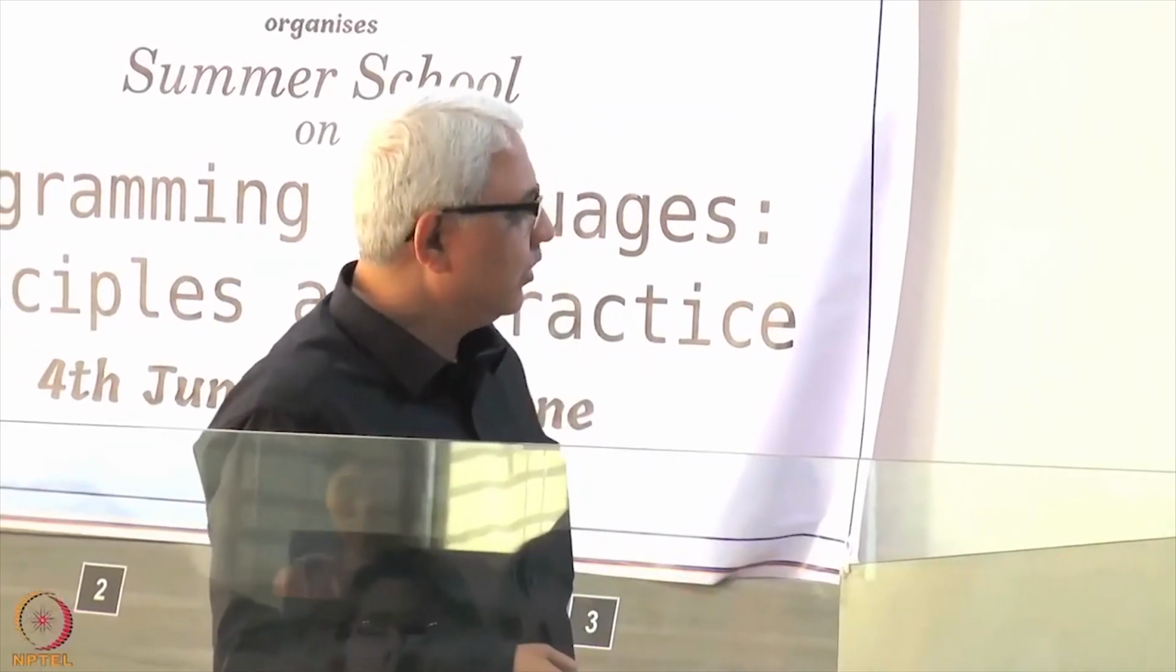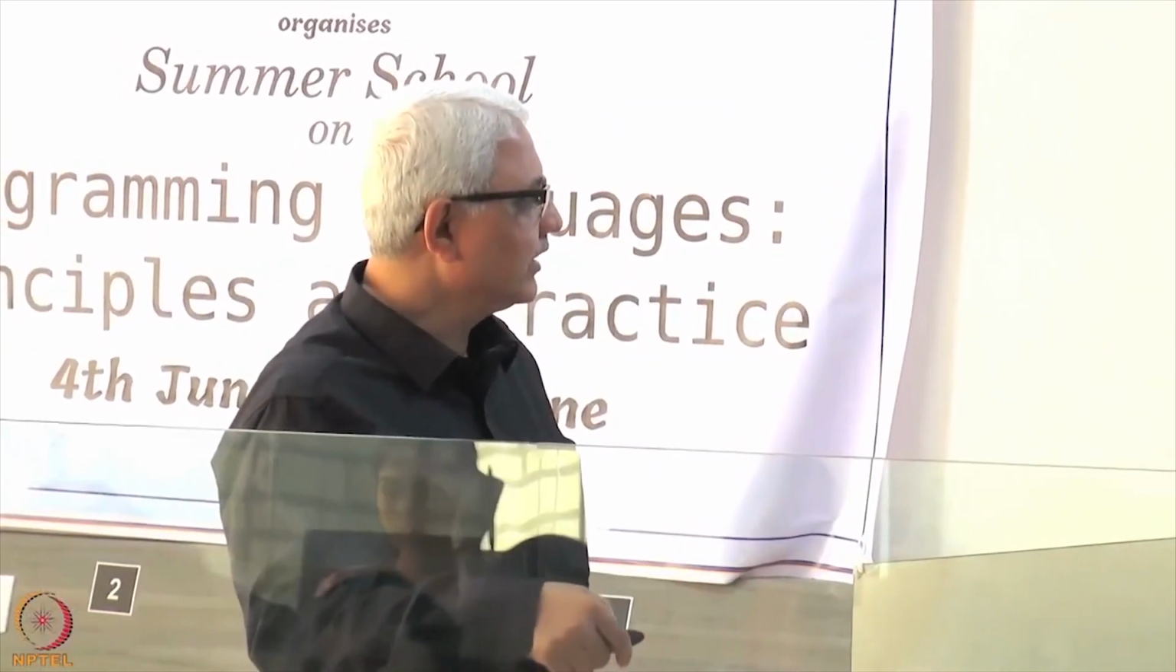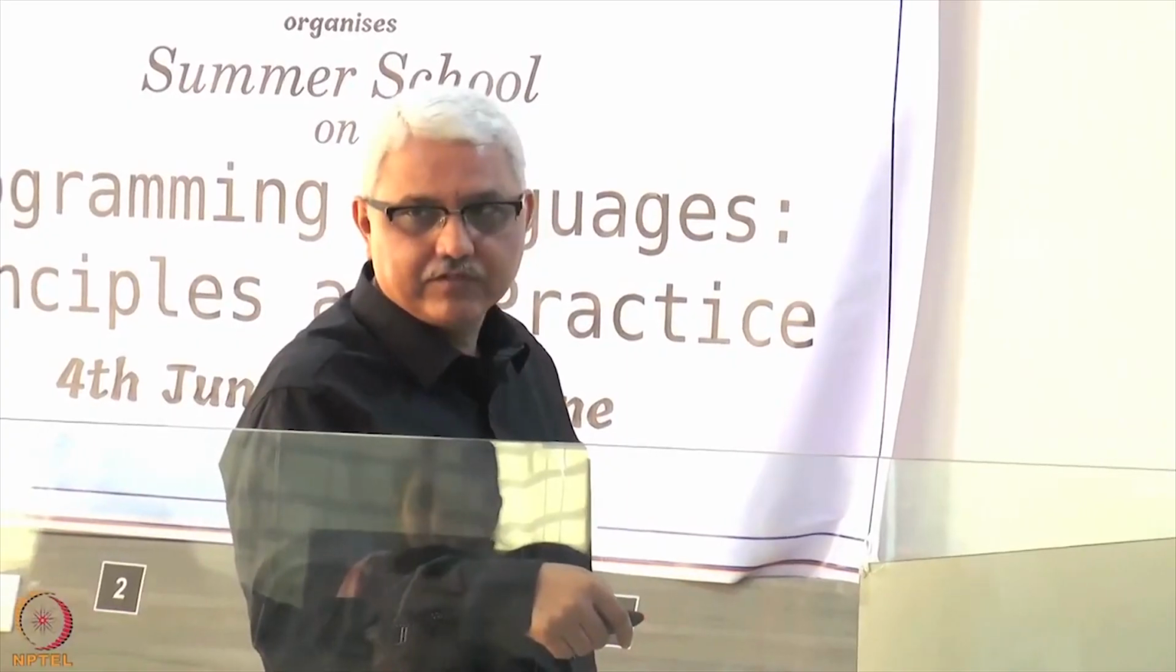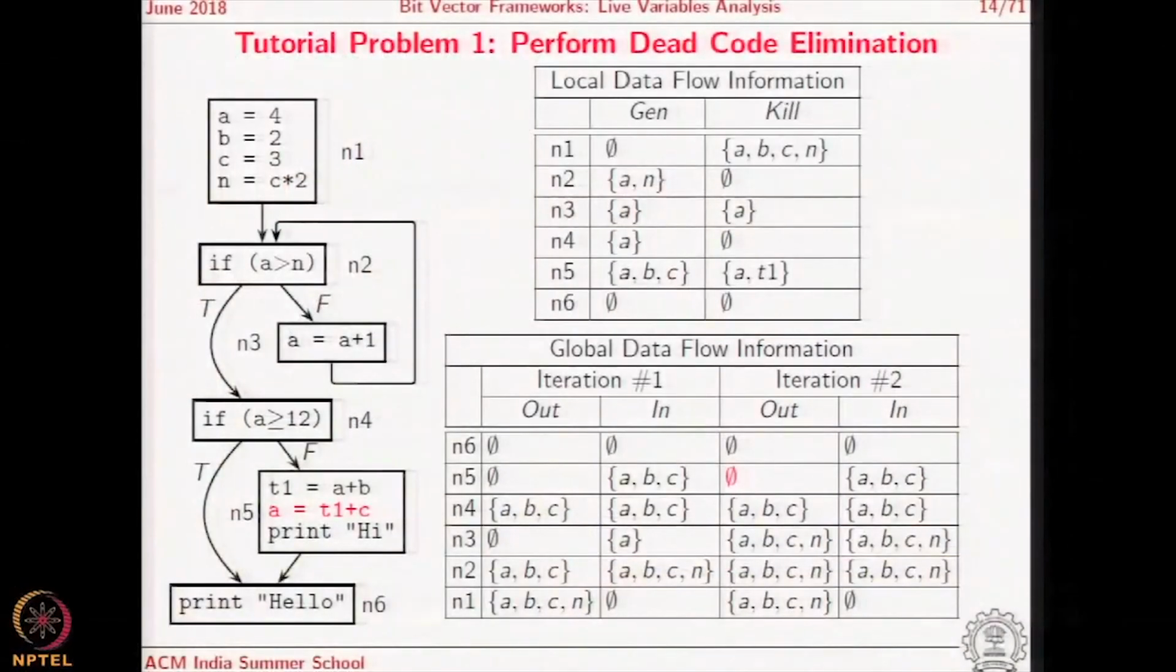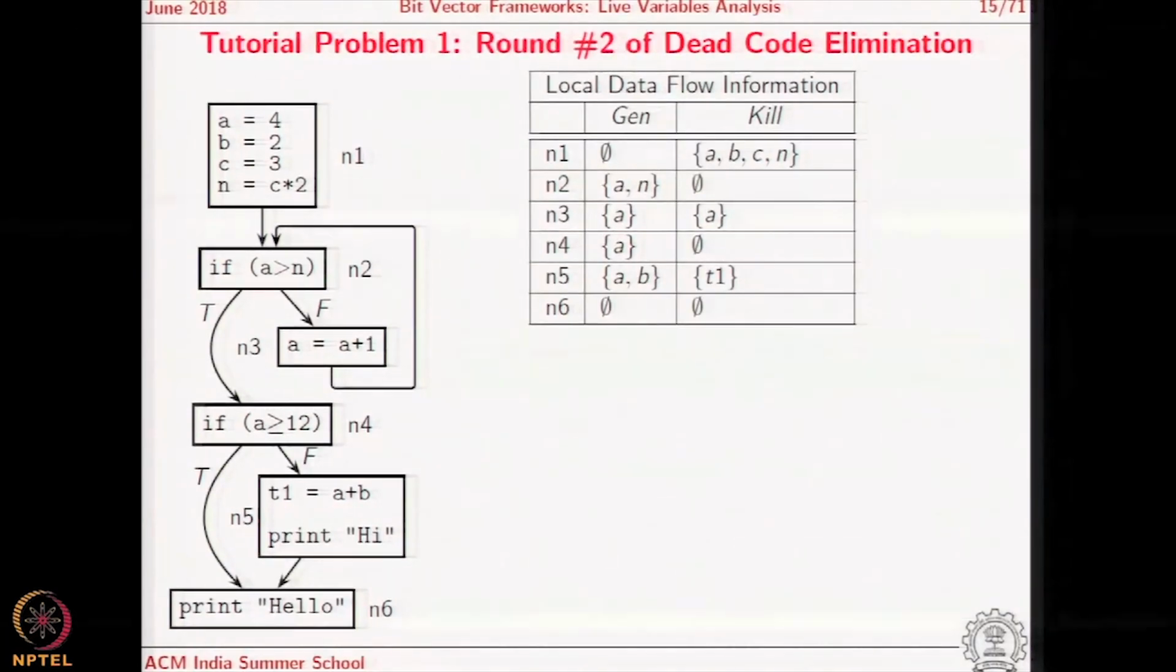Code elimination. In what way do we use it? Observe that at the exit of N5, nothing is live, and yet we are defining this variable A. It means that this assignment is redundant. This assignment can be removed as an instance of dead code elimination. So, if we change this program and remove this assignment, now the program has changed.